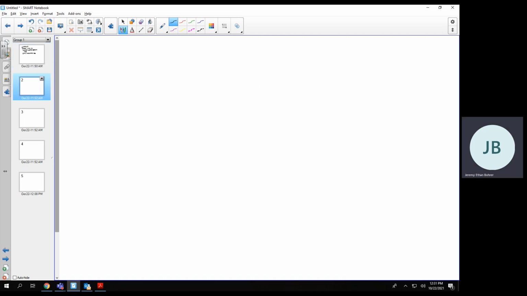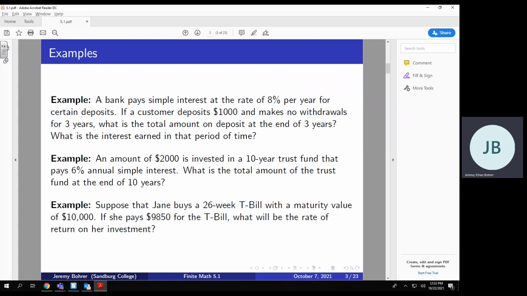In our second problem, we're told that an amount of $2,000 is invested in a 10-year trust fund that pays 6% annual simple interest, and we're asked what is the total amount of the trust fund at the end of 10 years. Well, here we have our principal is $2,000, our rate is 6% or 0.06, and our time is 10.